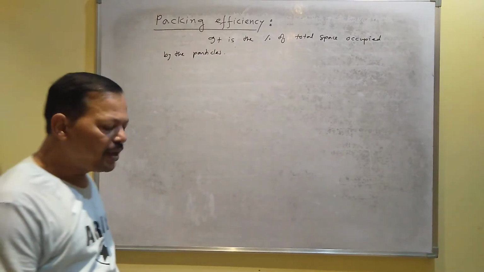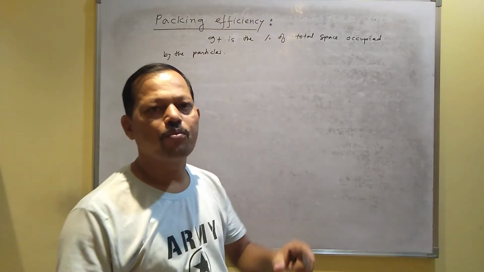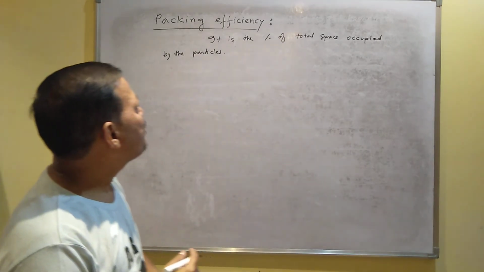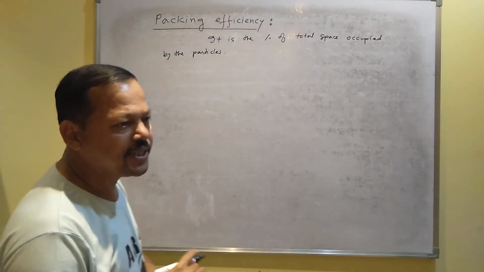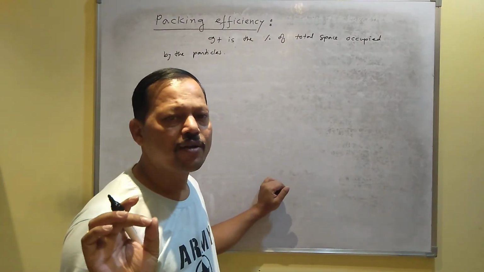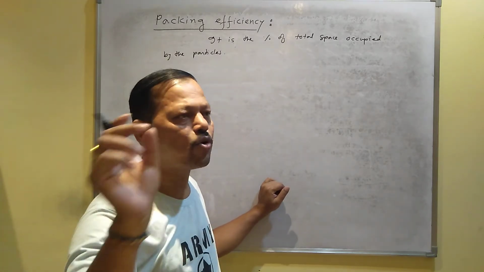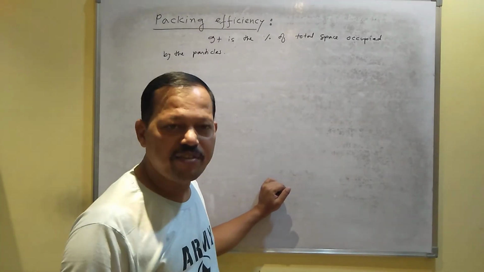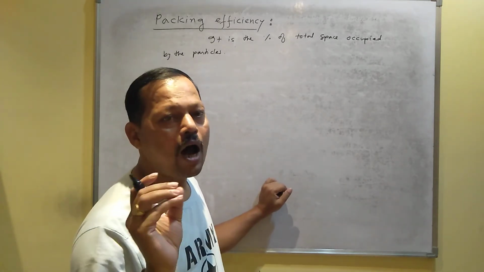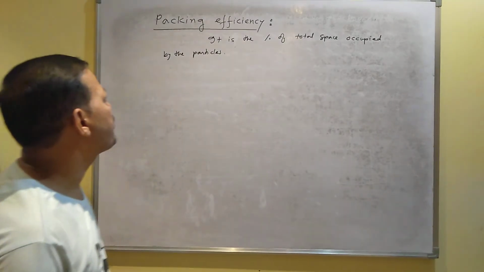Now we will determine the packing efficiency for face-centered cubic, for body-centered cubic, for simple cubic. So individually we will find out the packing efficiency. First we will determine the packing efficiency for face-centered cubic. As you know, in face-centered cubic, the particles are present at the corners and at the center of the faces. So if the particles are present in that way, then what percentage of the total space is occupied by the particle, that you can determine.